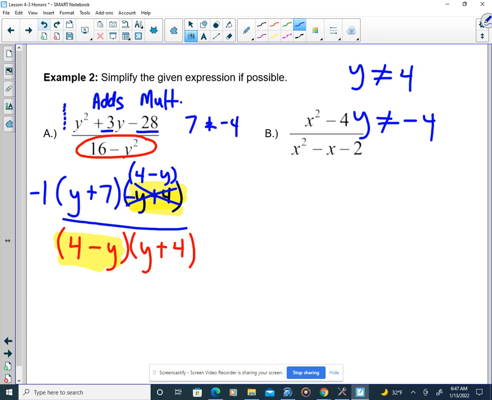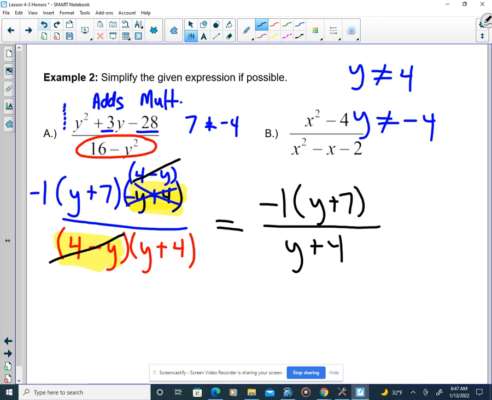Now, let's cancel our stuff out. We can cancel out this 4 minus y with that 4 minus y. Nothing else cancels out. When you write your answer, I always want you to leave your answer in factor form. So your final answer should always be in factor form. It's going to be negative 1 times the quantity y plus 7 over y plus 4, where y cannot equal positive or negative 4.